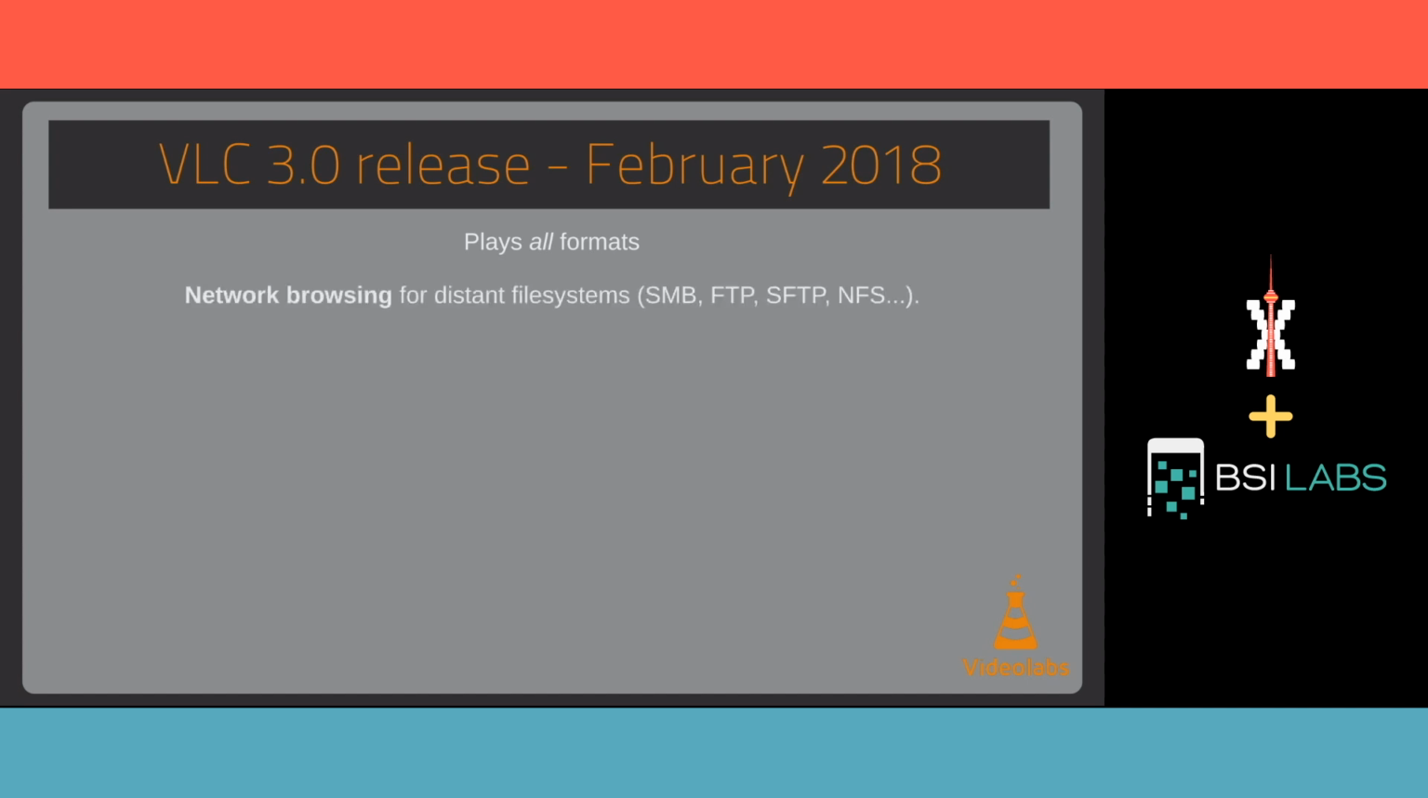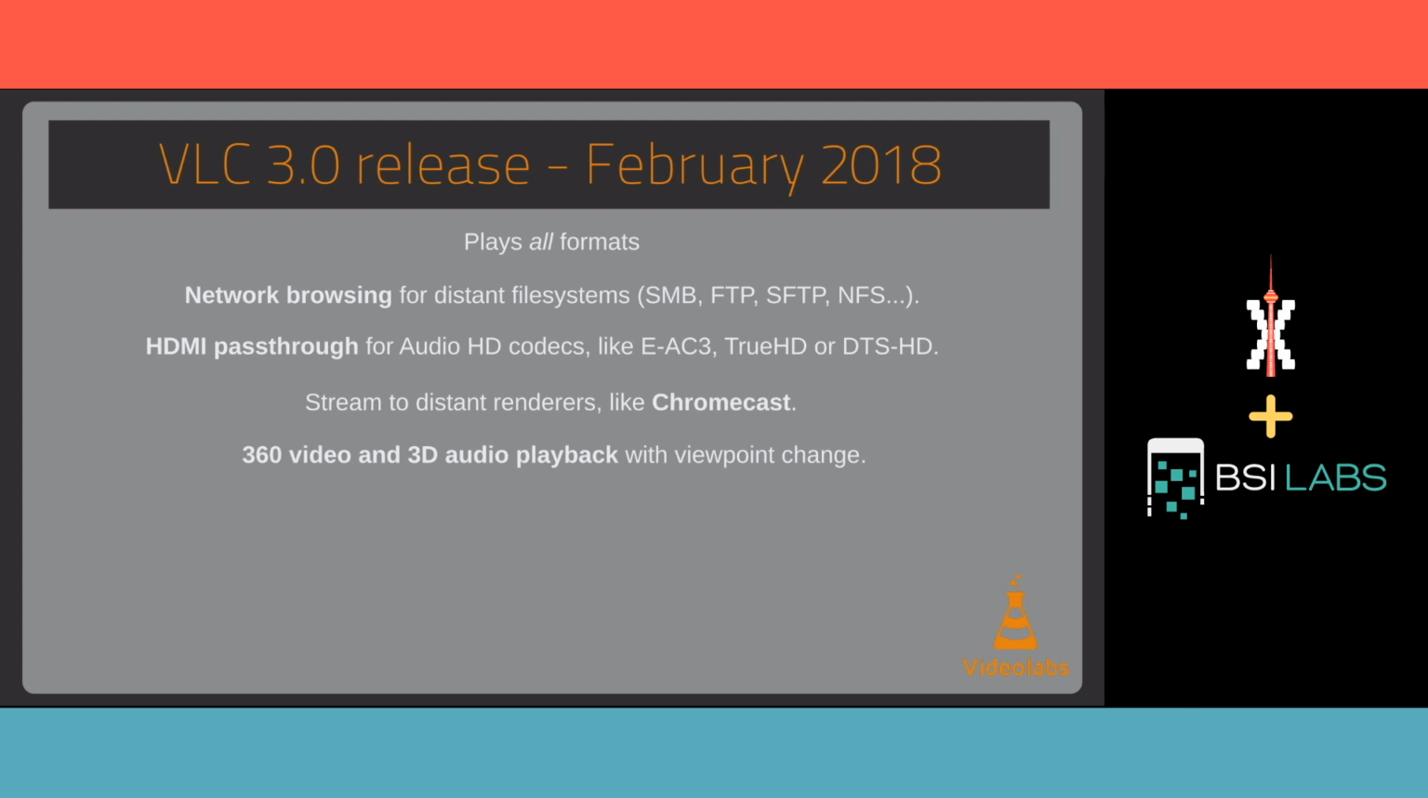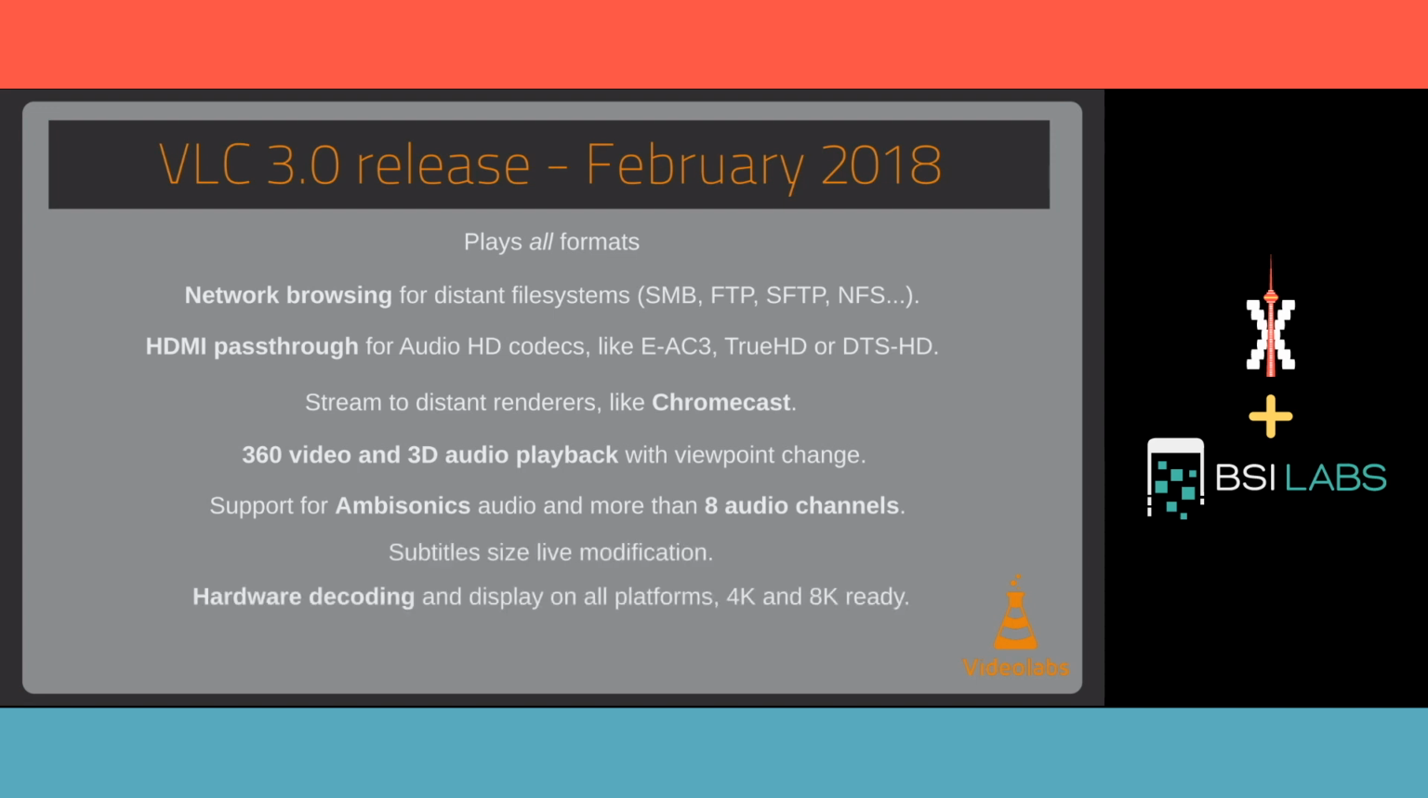Network browsing. If you have a file on SMB, your NAS in your home with your TV shows or whatever, SFTP, FTP, you can play it with VLC, torrents even. HDMI pass-through, Chromecast. I will also tell you a bit more about the Chromecast because there is some interesting stuff about it. But you can stream to Chromecast with your devices with VLC. 360 video and 3D audio playback. Ambisonics, 8 audio channels, subtitles, live modification.